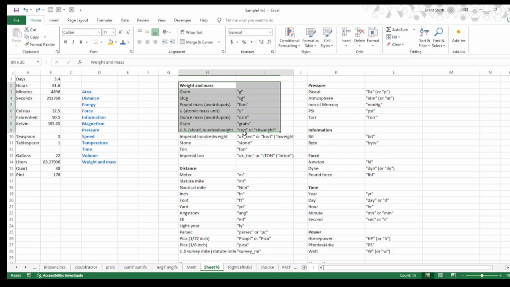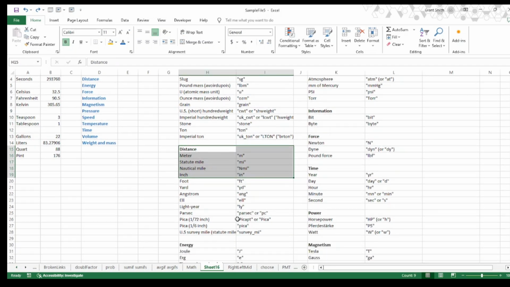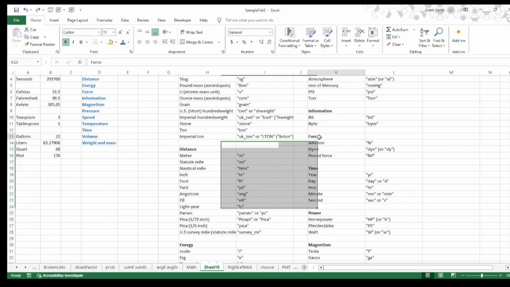so just to go through these, you've got weight and mass. So here's all the different measurements that you can change. You've got pressure. I mean, these are items that aren't commonly used, but if you're in that field and you need to use those, they're very useful. Information, bits to bytes, force, newtons, dynes, pound force. We've got lots of distances here, lots of things that people don't necessarily use every day. You got light years right in here.